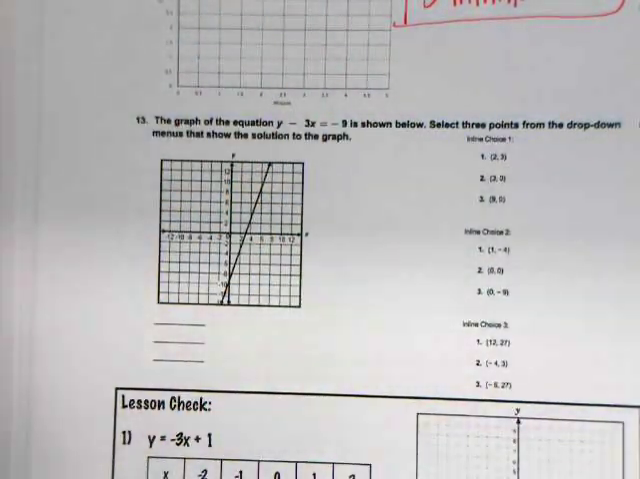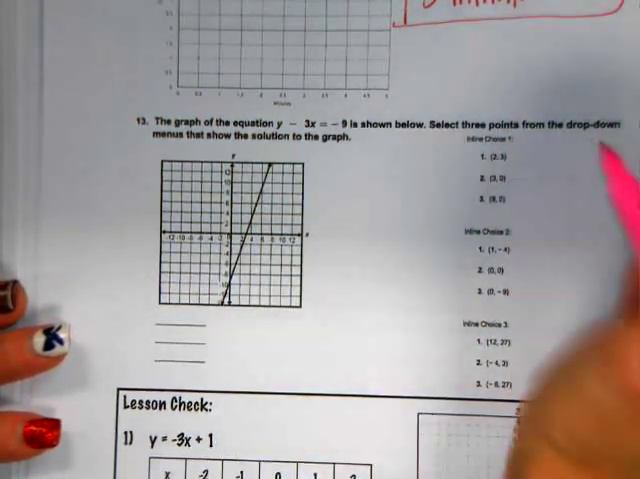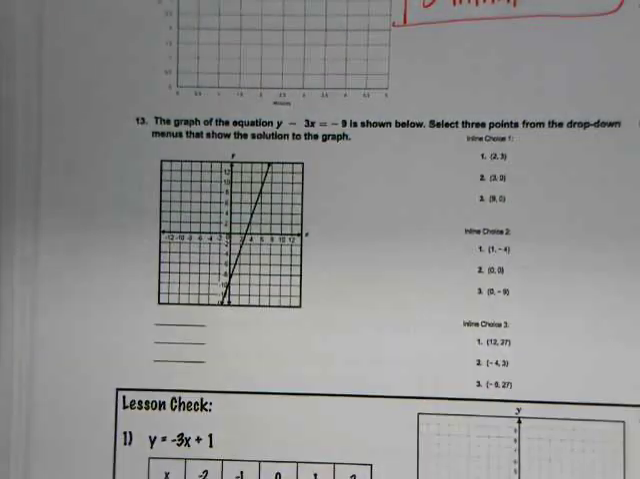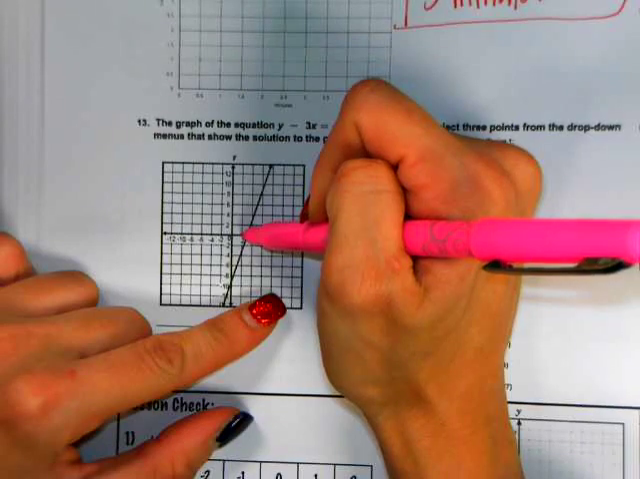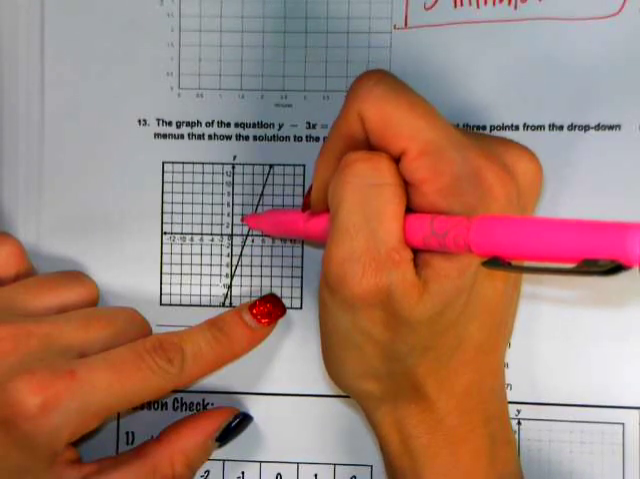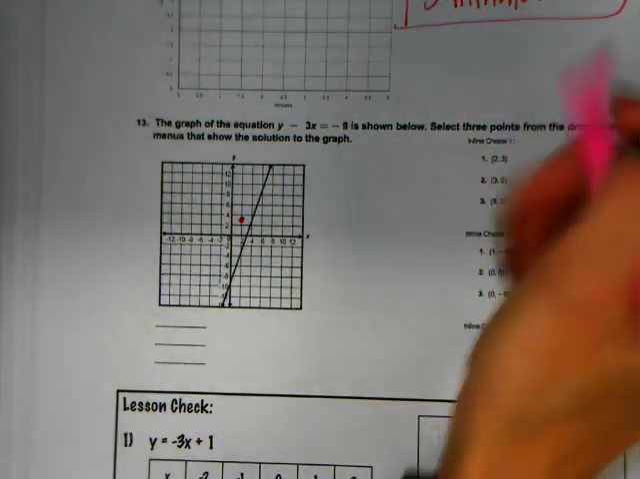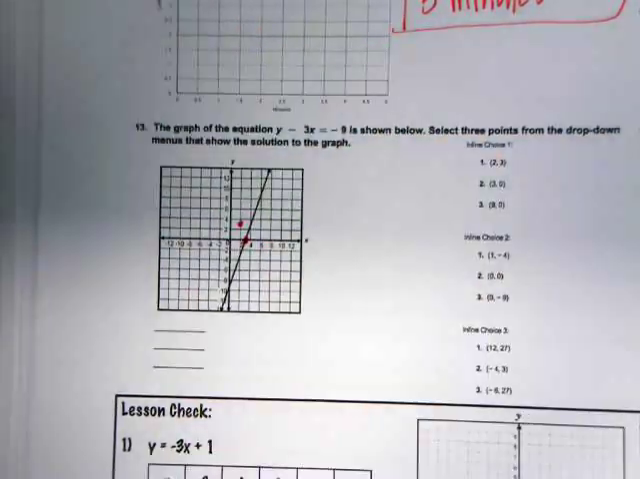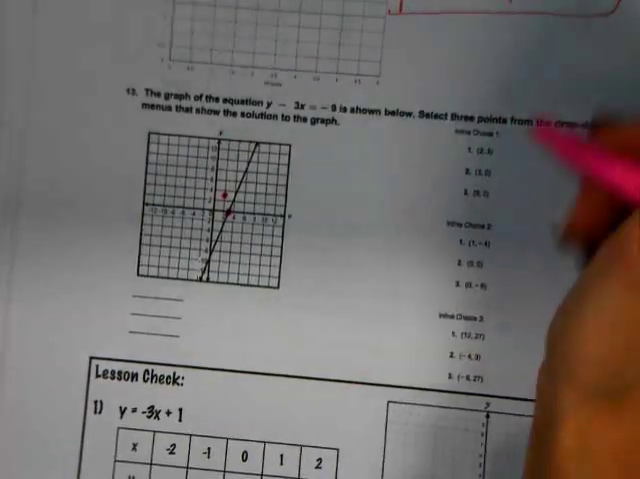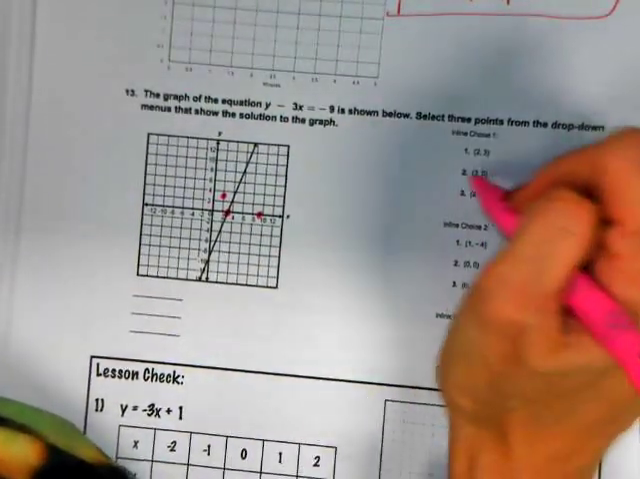So let's kind of start with this first one. So we have 2, 3, 3, 0, and 9, 0. So let's try to see where those fall on the graph. So 2, 3 is going to be 2, and then right here. Does that work on the line? No. Okay, the next one's 3, 0. Does that one work? Yeah, let's just verify that the other one doesn't work. 9, 0. So it's going to be all the way over here. So that obviously doesn't work. So it's going to be the 3, 0.